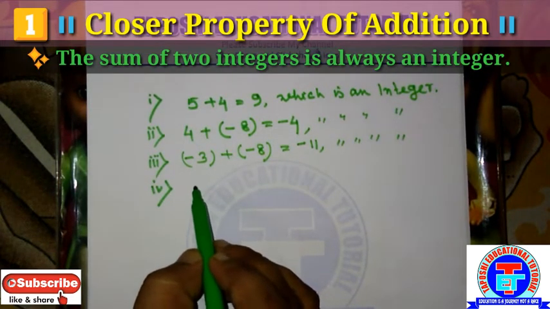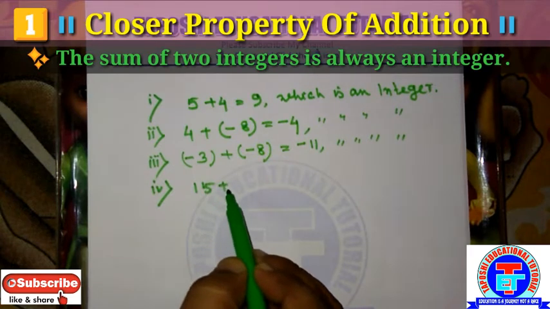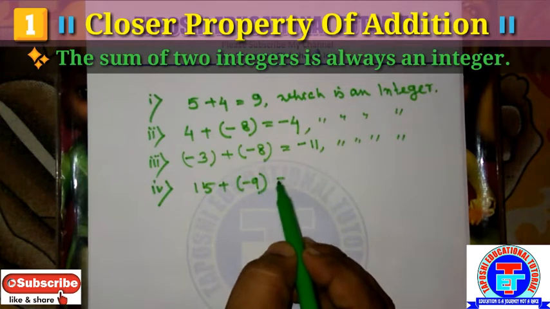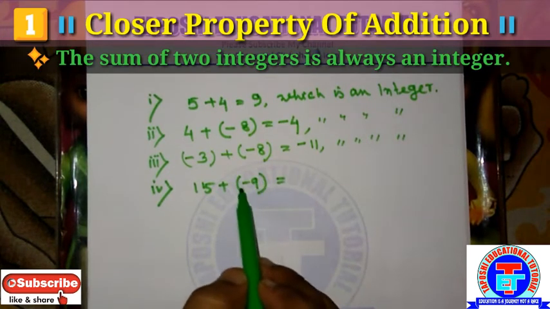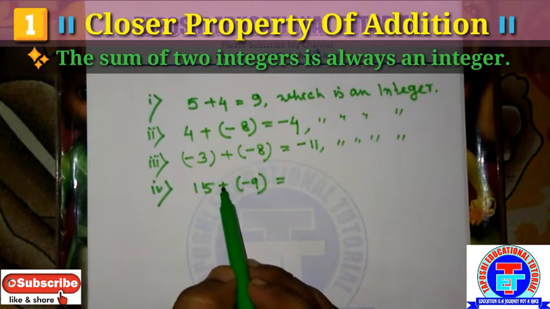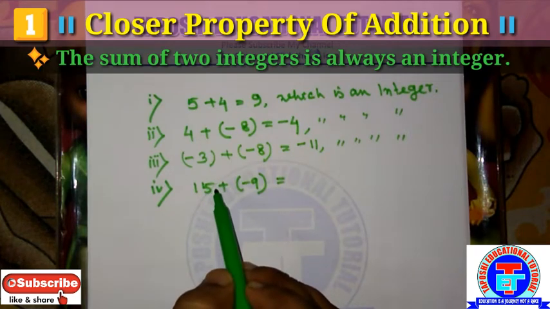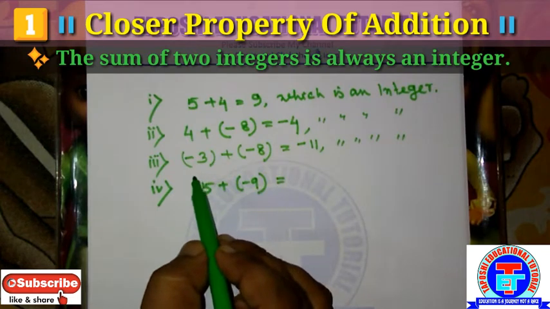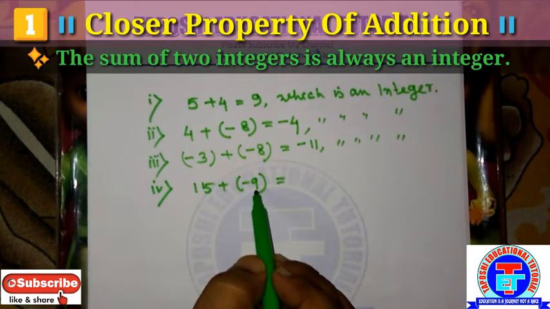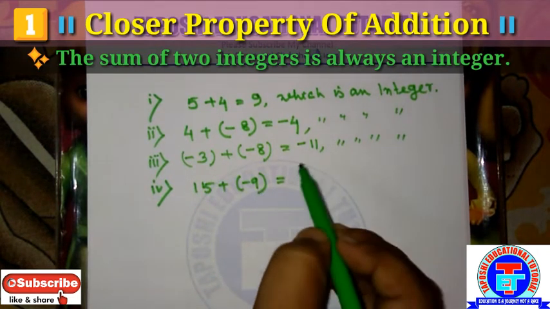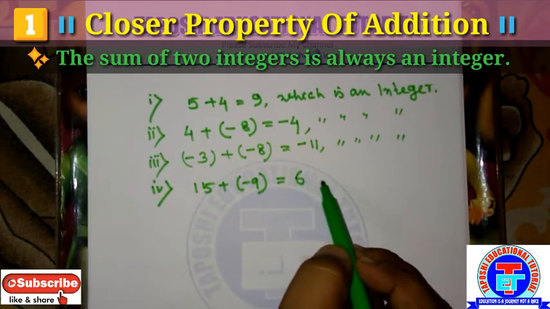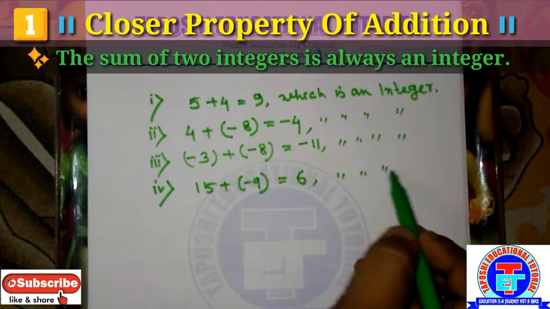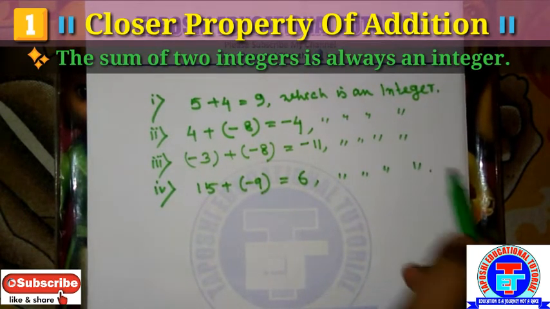Number 4 here, 15 plus minus 9. Right? So when we remove this bracket, it becomes the minus sign. So here the positive sign is more than the negative sign, so the positive sign will come. That means 6 will come. Now it is a positive integer. Right, student?